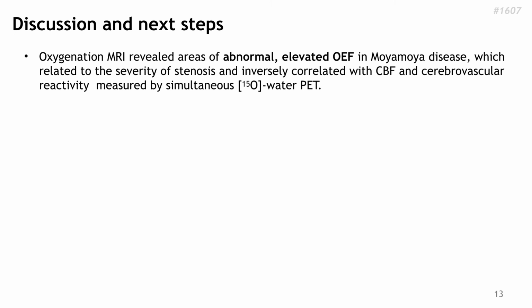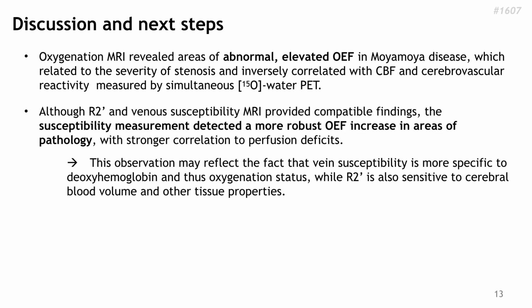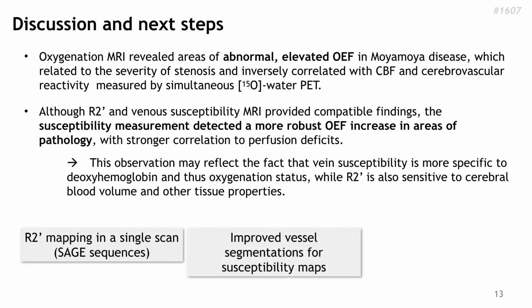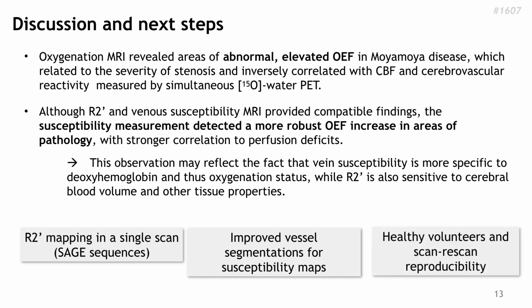So in summary, we looked at two oxygenation MRI measurements that showed abnormal high OEF in Moyamoya disease. And it seemed that the magnetic susceptibility measurement was a little more sensitive in areas of stenosis for these patients. Our next steps are to perform R2 prime mapping in a single scan, improve our vessel segmentations, and then also compare these patients to scan, rescan reproducibility in healthy volunteers.